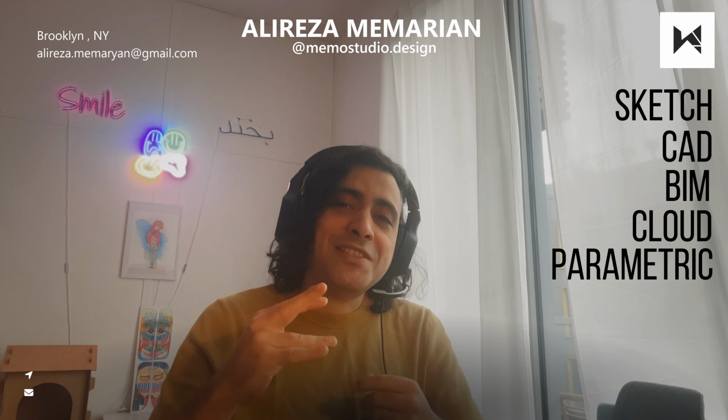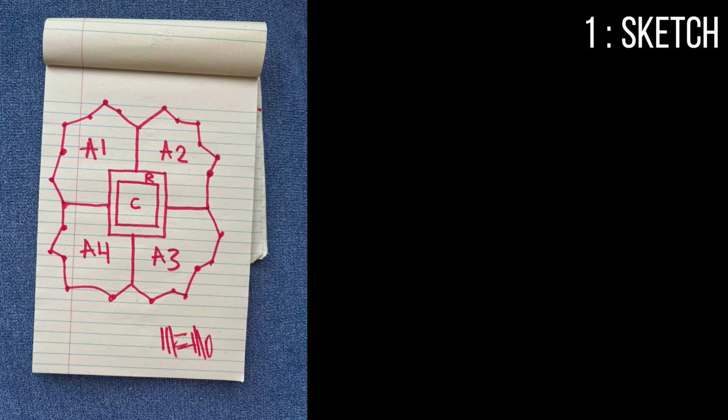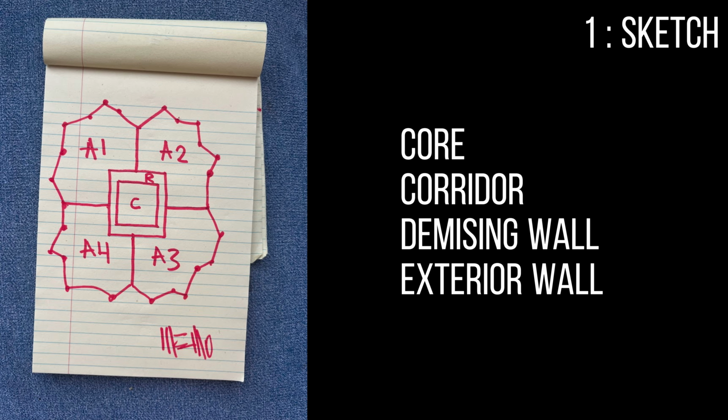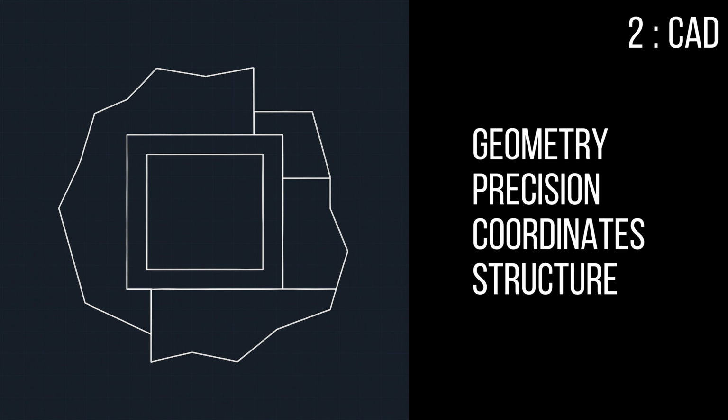to parametric design. When you look at this sketch, you can immediately define main elements: the core, the corridor, the demising wall, and the exterior wall. So when we want to move from sketch to CAD, we are talking about attributes like geometry, like precision, like coordinates, like structures to locate our design.